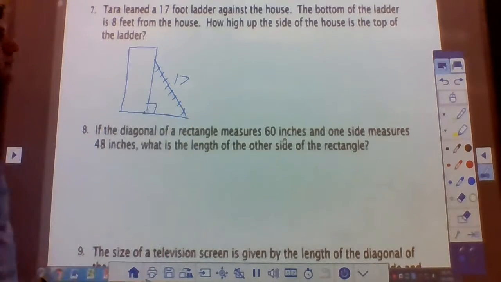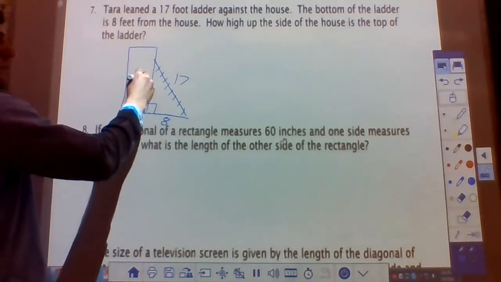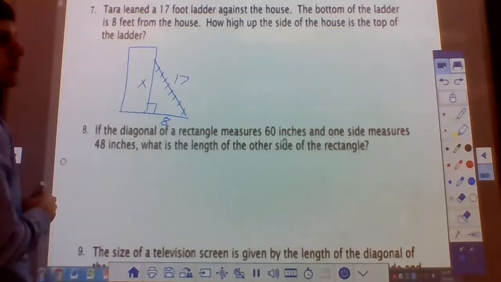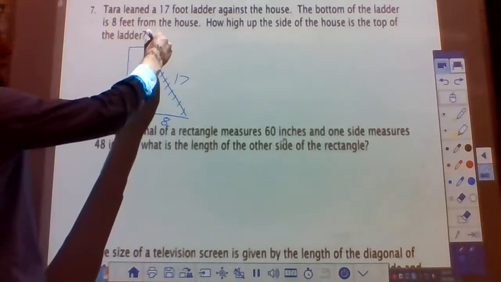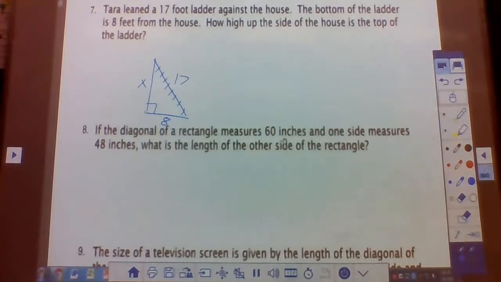Okay. So here's our right angle. The bottom of the ladder is 8 feet from the house. So 8 feet from the house. How high up the side of the house is the top of the ladder? Right. So here's our right triangle. If we have two sides and we want to find the third side of a right triangle, we're going to use the Pythagorean theorem.